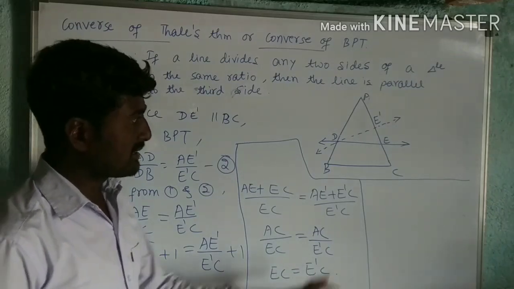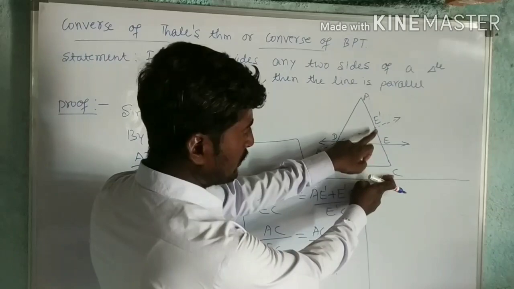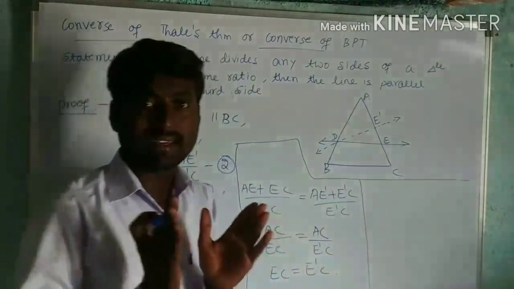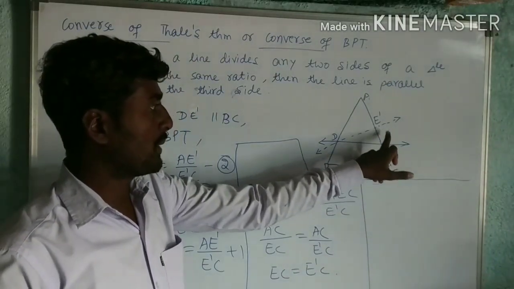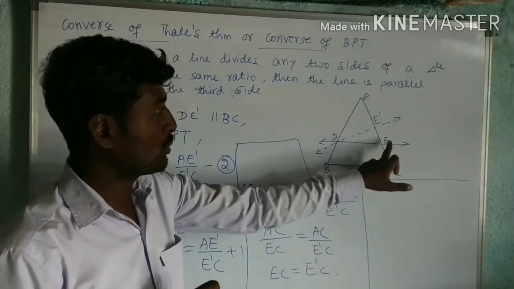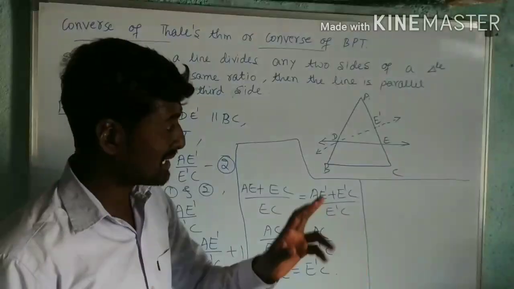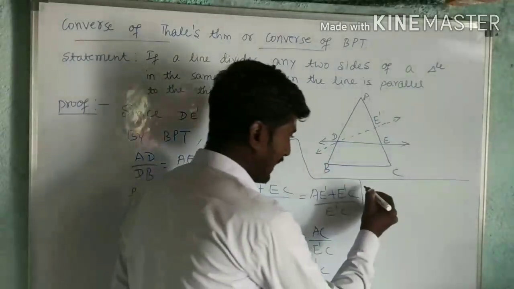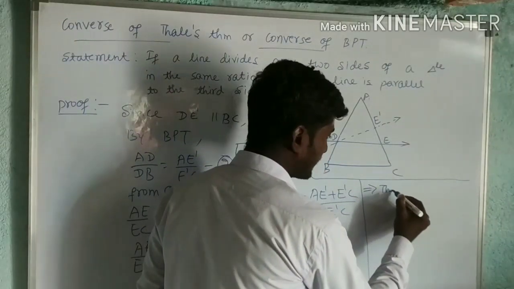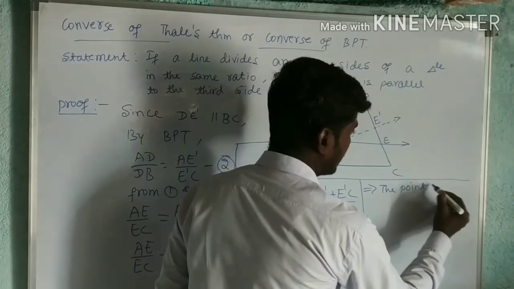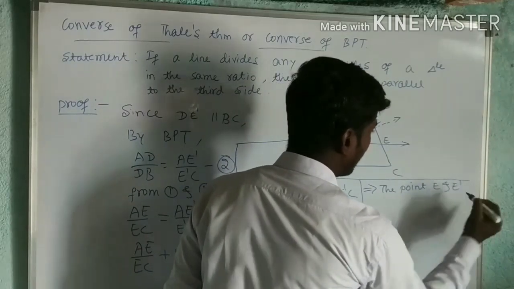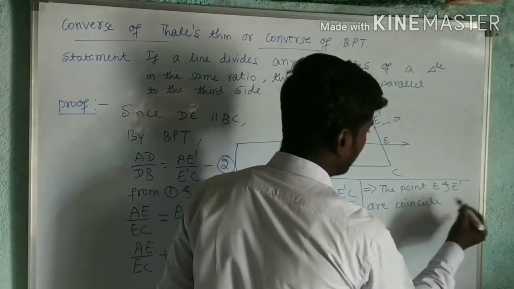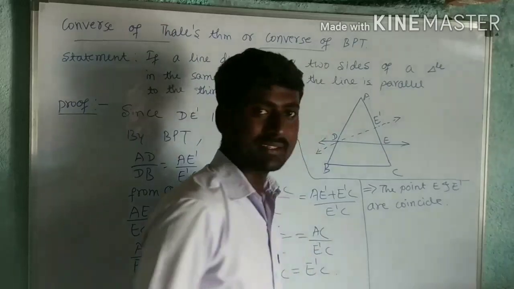So EC equal to E dash C, you observe the diagram. EC is equal to E dash C. So if these two distances are equal, then I can judge these 2 points must coincide. So these 2 points are at the same place. Then only these two distances are equal. Okay. So this implies the points E and E dash coincide.